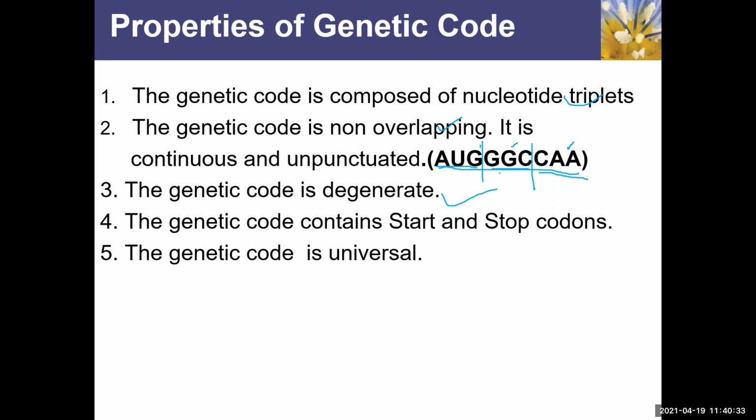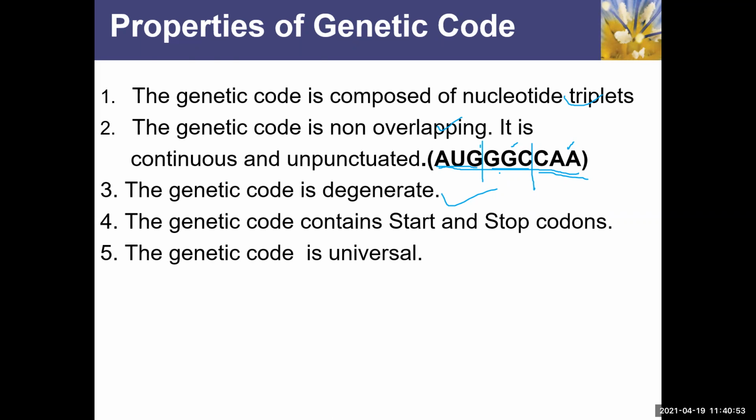And one more point, the genetic code is unambiguous. What is unambiguous? It's not ambiguous, it's not confusing. One codon codes for one amino acid, right? So the same codon cannot code for many other amino acids. So there's no confusion here in the genetic code.